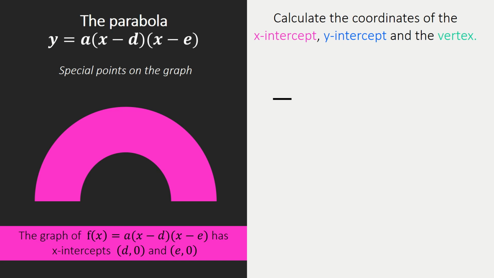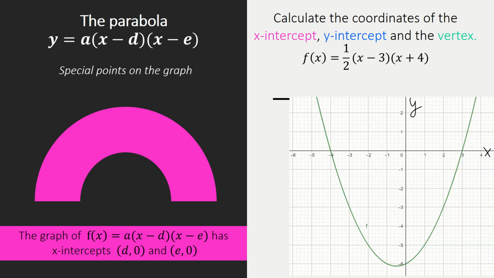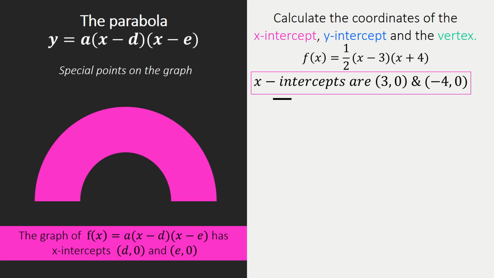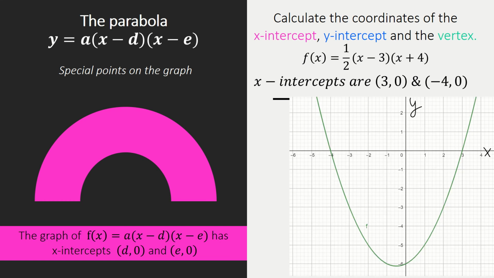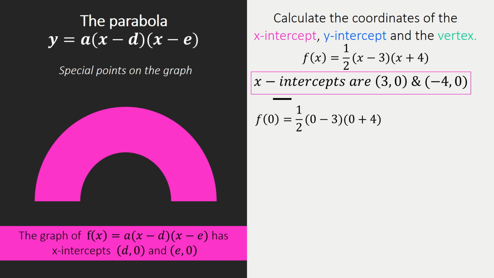So let's have a look at more special points. We want to calculate the x-intercept, the y-intercept, and the vertex. We already knew that the x-intercepts are (3, 0) and (minus 4, 0). That's what we just calculated. We calculate the y-intercept by substituting 0 for the x, because when we look at our formula again, the y-intercept is where our x is equal to 0. So we fill in 0 into our formula. So 0 minus 3 and 0 plus 4. Then you get a half times minus 3 times 4, which is equal to minus 6.